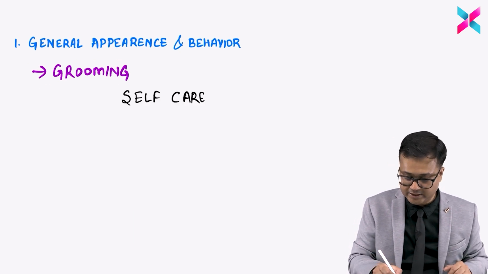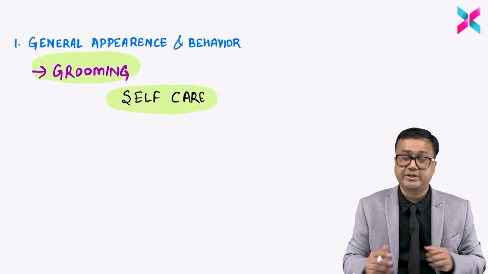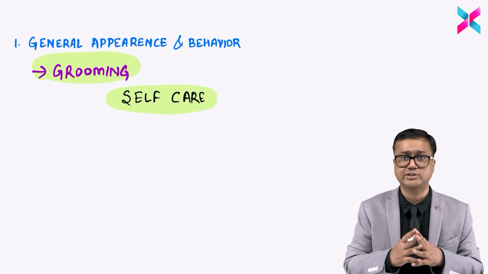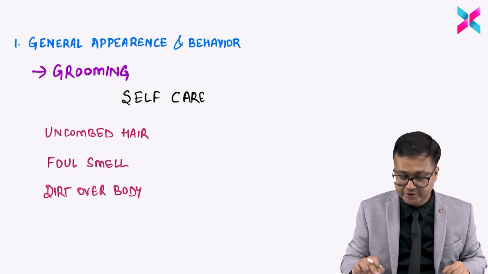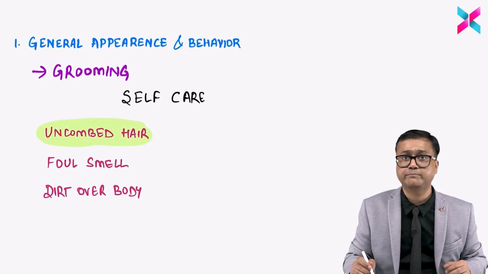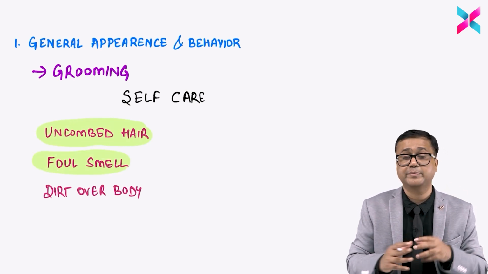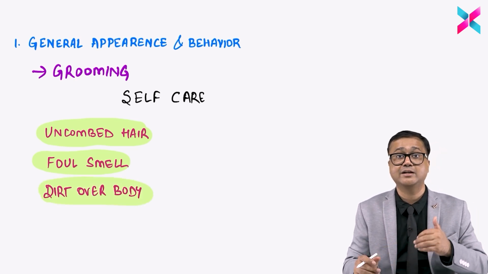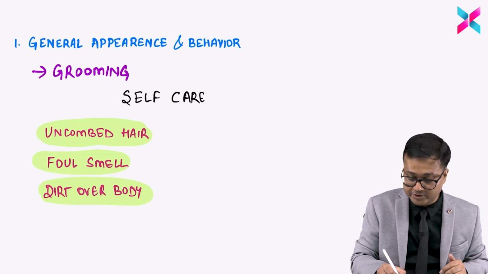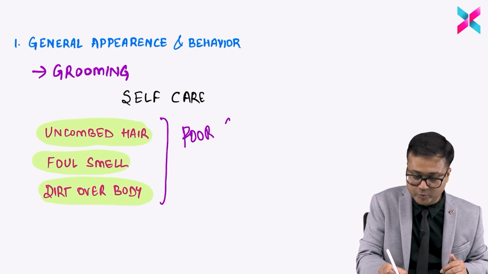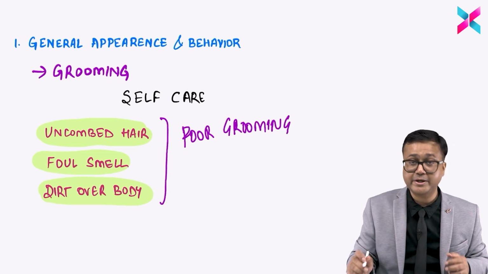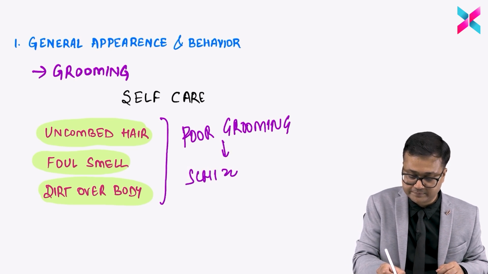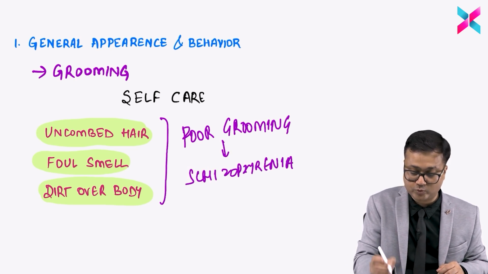Then the next heading which we see is grooming. Grooming means self-care. All of us maintain good grooming. We take care of ourselves, take a bath regularly, maintain good hygiene. Now suppose we are sitting in the OPD and a person walks in with uncombed hair, there is a foul smell coming from the body as if the person has not taken a shower for many days, and there is dirt all over the body. Is this person having good grooming or poor grooming? The person has poor grooming. Poor grooming may suggest that the person has some severe illness, some psychotic illness, for example, schizophrenia. So these may give us certain hints towards the diagnosis.